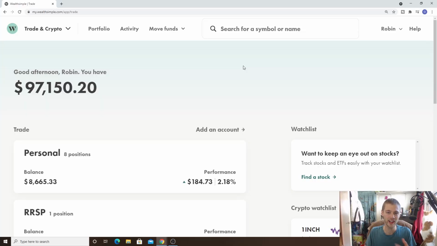Let's jump inside the Wealthsimple Trade account, and let's see how our portfolio is doing today. All right, guys, what's up? How's it going? Welcome inside the Wealthsimple Trade portfolio.